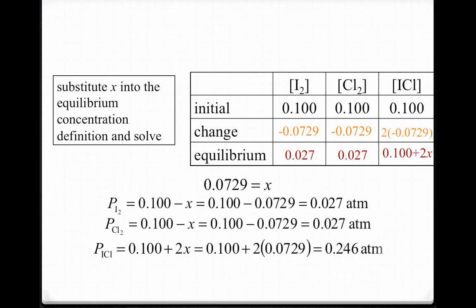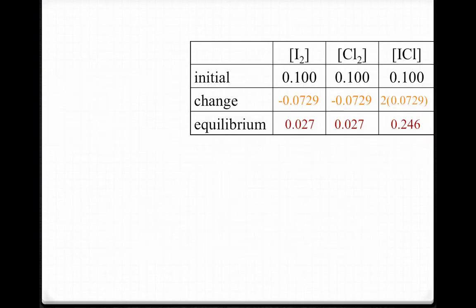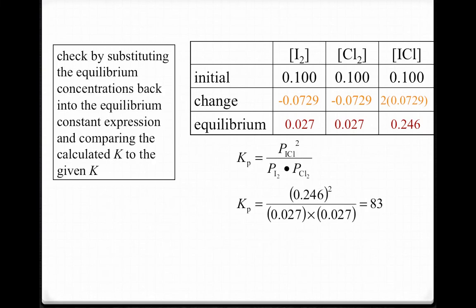Once I have my X value, though, I am not done, because the X value is just telling me the change. So what I have to do is take the X and substitute it, and then actually solve for my equilibrium concentrations, which I'm doing here. You don't have to put them back in the ICE chart.